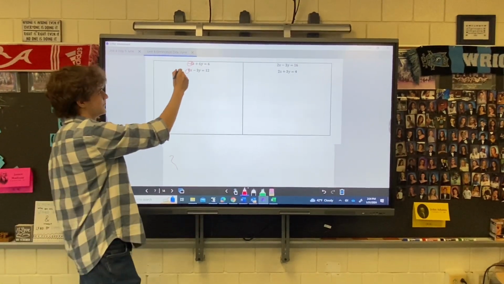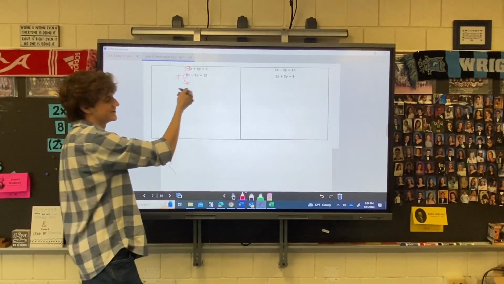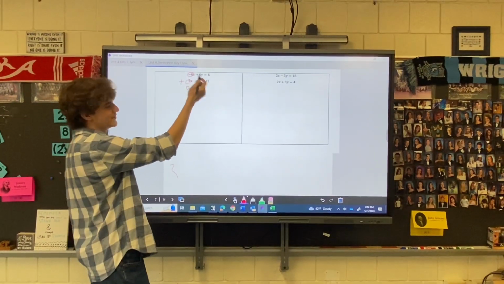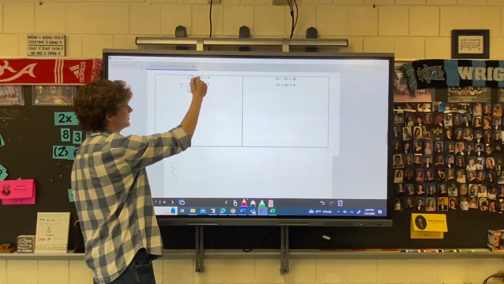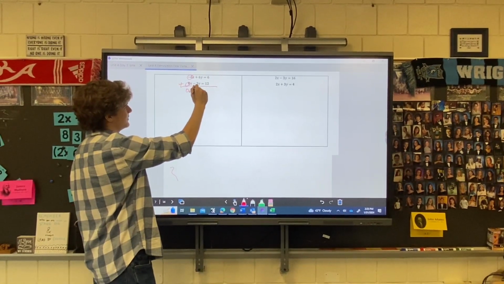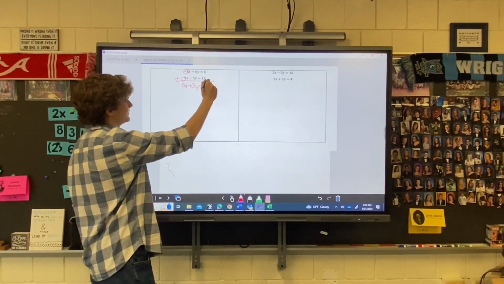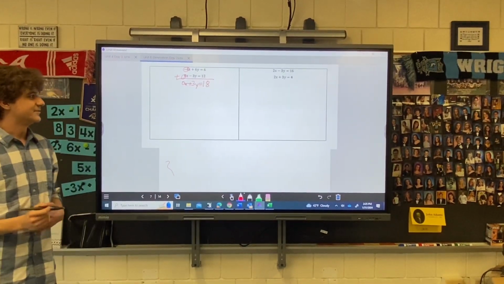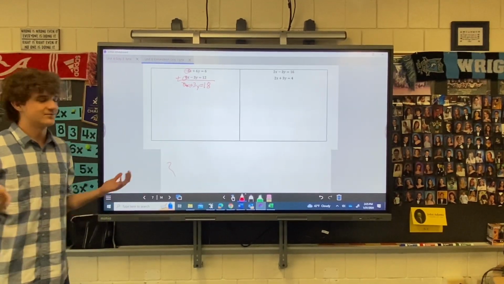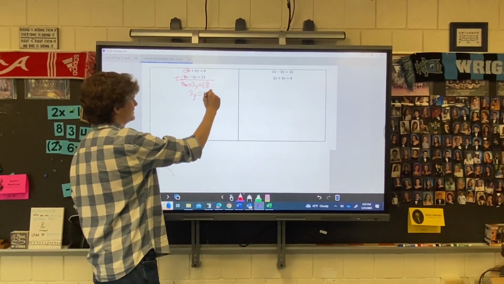So when we add those together, -6 plus 6, we get 0x, which is just 0, because 0 times anything is just going to be 0. The only thing is we have to add all the other variables too. So 6y plus -3y is going to be 3y. And 6 plus 12 is going to be 18. And like we said, since 0x is just 0, we can actually get rid of it because 0 plus anything doesn't really matter. So now we just have 3y equals 18.